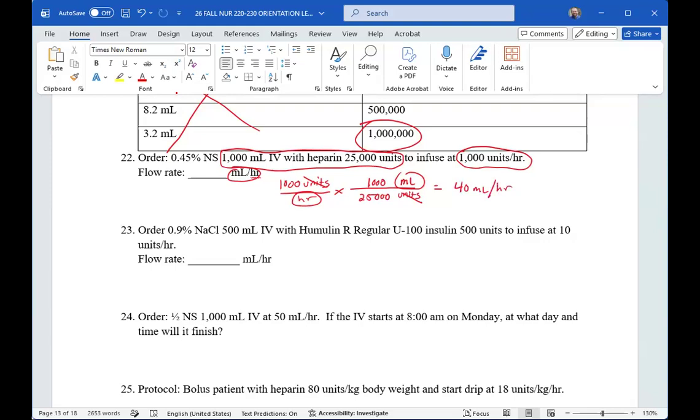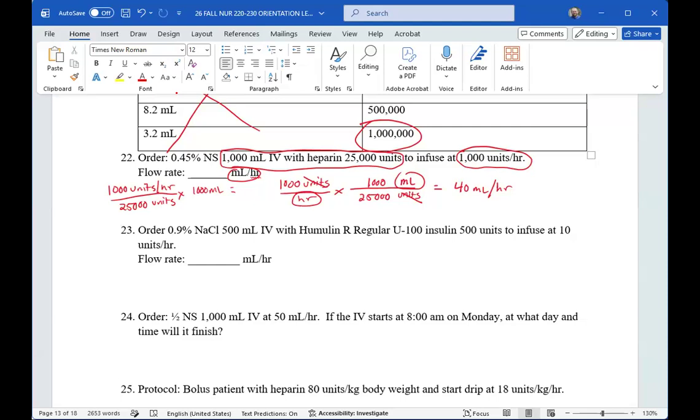Now that we're on the right page, right document, right questions that you have had access to and practiced hopefully some. Again, you could write this another way. I've had students ask me, can you do this desired over have? You can. Again, I would probably take the 1,000 units per hour divided by the 25,000 units times the 1,000 ml is your quantity. You can do that. You get to the same answer. So whatever looks right to you, as long as you're putting your stuff in the right area, you're doing it right.